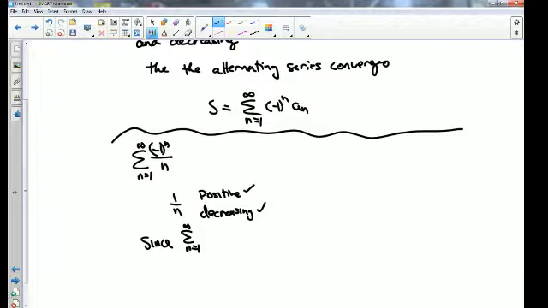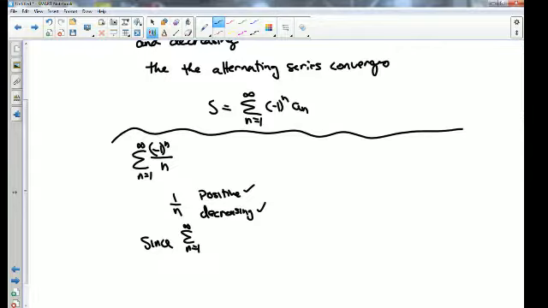That was an integral test, right? So that's just a different method for showing that something converges. The integral test doesn't work with alternating series. Okay, this makes it ugly.